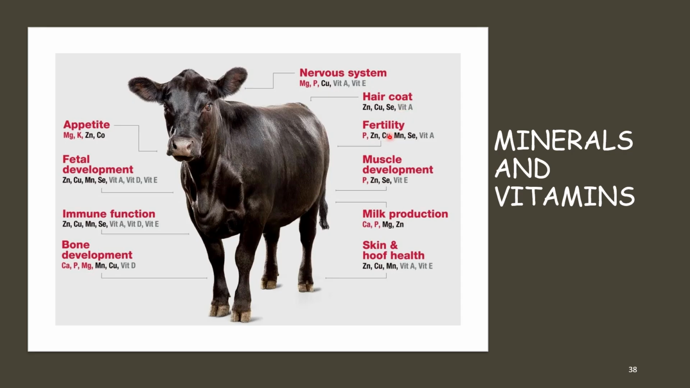These are related to fertility: phosphorus, zinc, copper, manganese, selenium, vitamin A. For muscle development: phosphorus, zinc, selenium, vitamin E. For milk production: calcium, phosphorus, magnesium and zinc are involved. And for skin and hoof health: zinc, copper, manganese, vitamin A and vitamin E are involved.